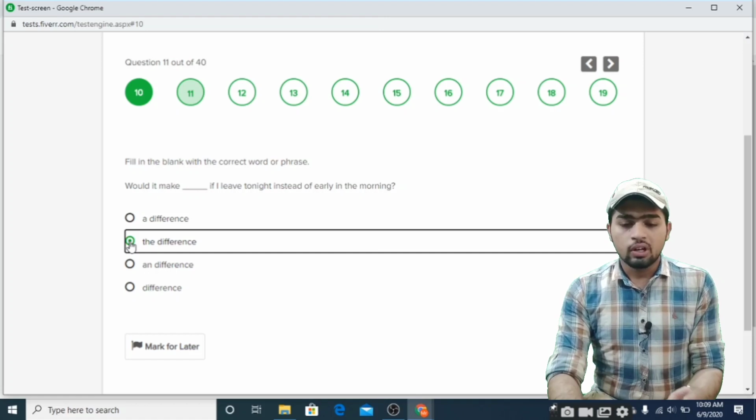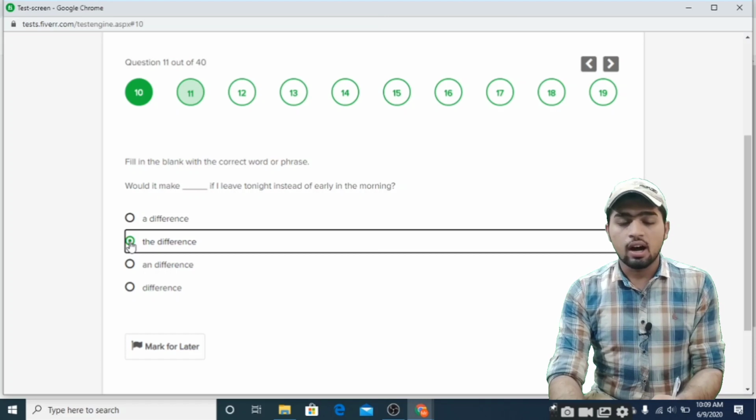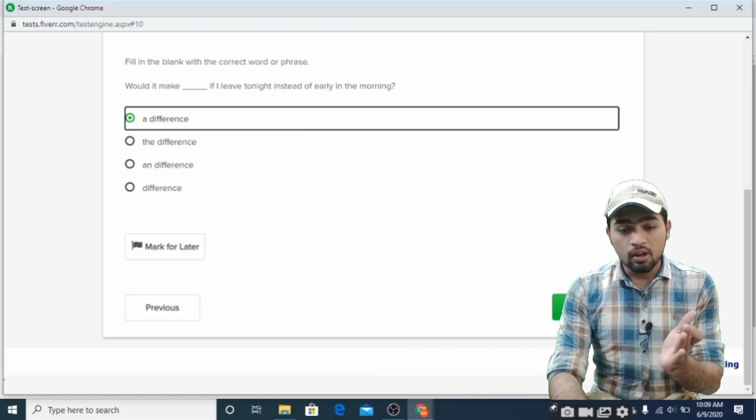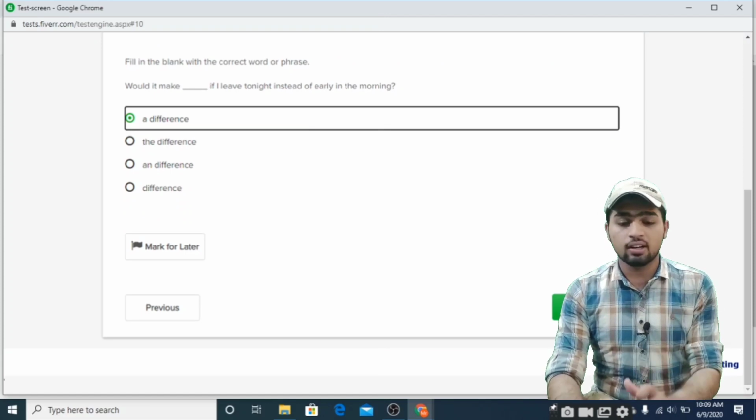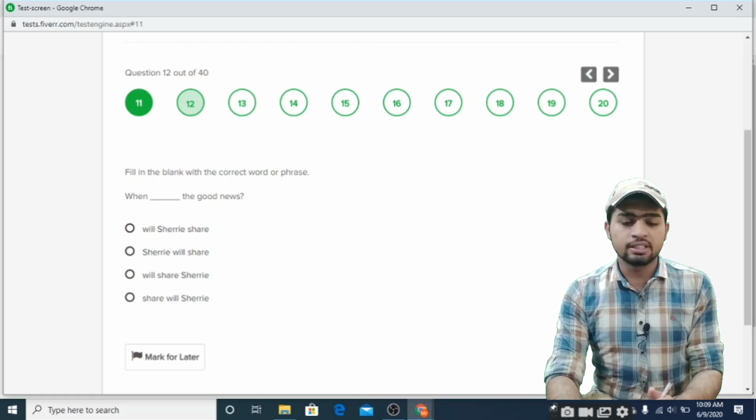So this is the correct answer. I click the tick on a difference. Would it make a difference? The correct answer. Fill in the blank with the correct word or phrase.